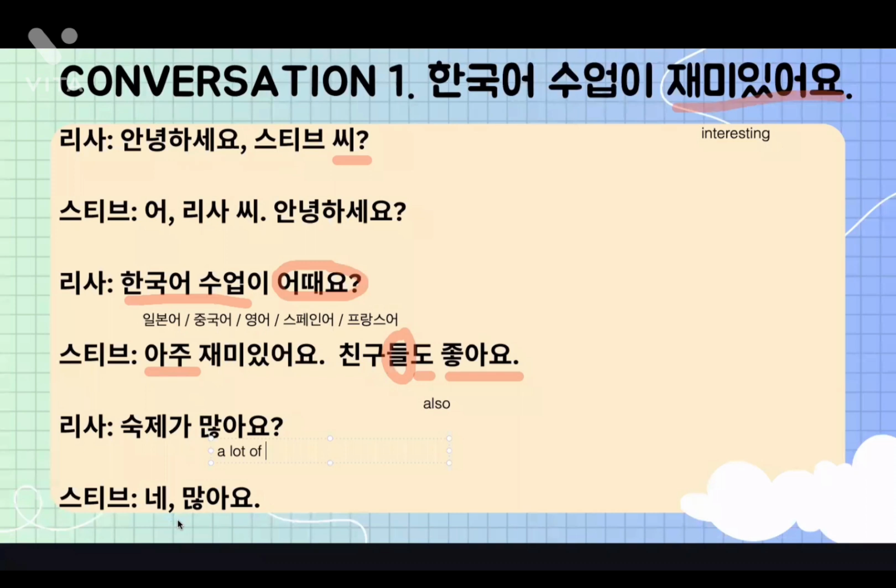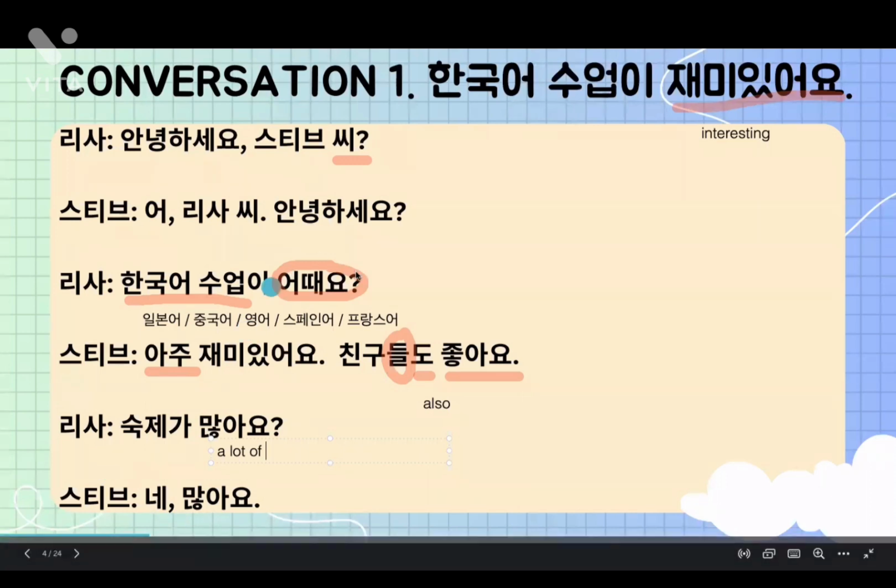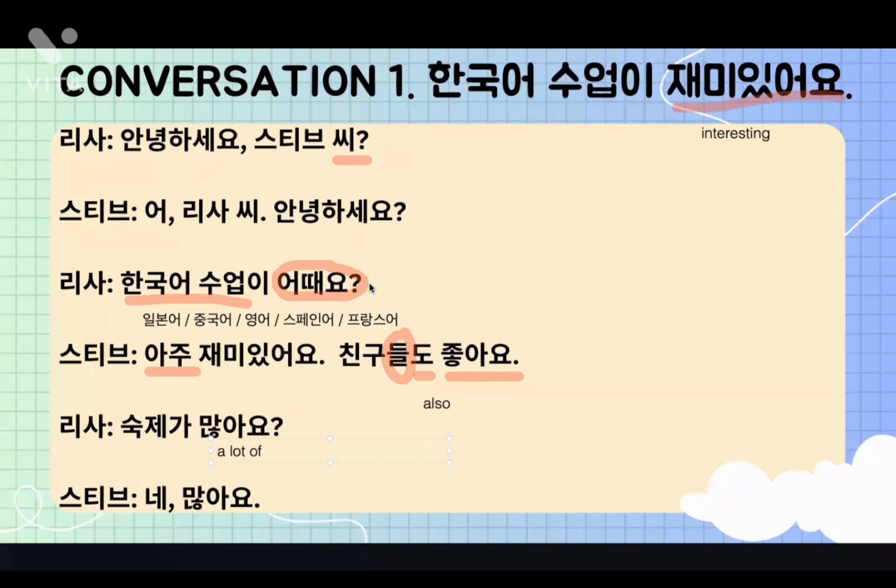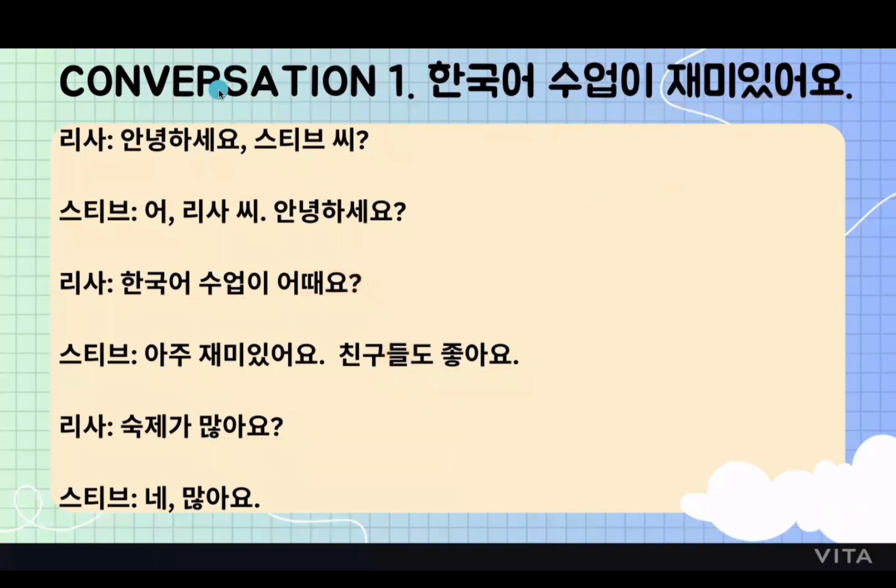Conversation 1. 한국어 수업이 재미있어요. 자, I want to ask you guys. 여러분, 한국어 수업이 어때요? 자, how's your Korean class? 한국어 수업이 어때요? You can say 아주 재미있어요. 그쵸? It's very interesting. 그죠? 자, always with teacher Nina. 한국어 수업 is what? 재미있어요.